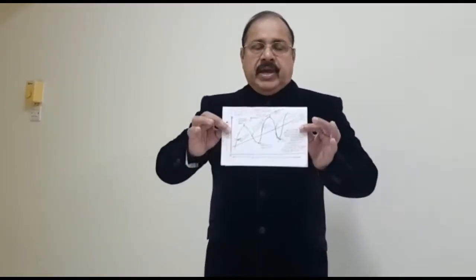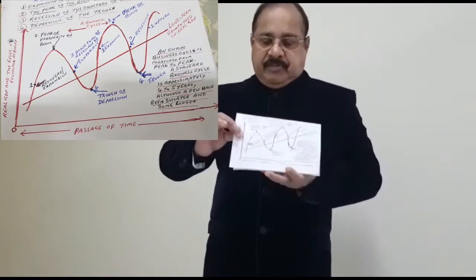Okay? A standard business cycle is measured from peak to peak or prosperity to prosperity. A normal standard business cycle may last for 4 to 5 years. Some of them are longer and some of them are shorter. I shall just show you the 4 major phases of the business cycle which I mentioned.